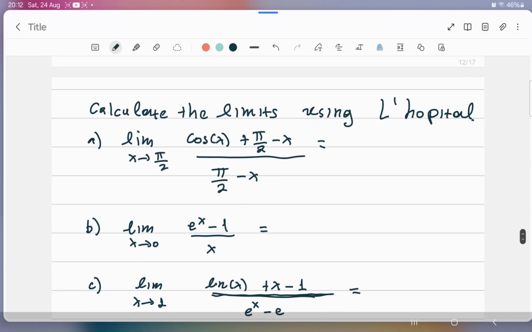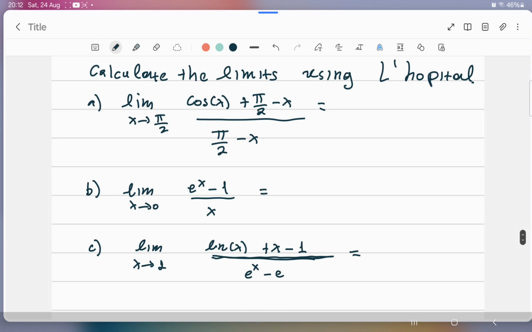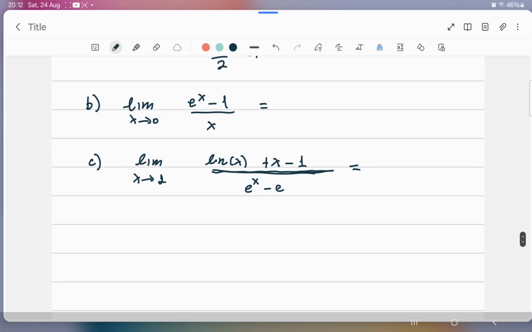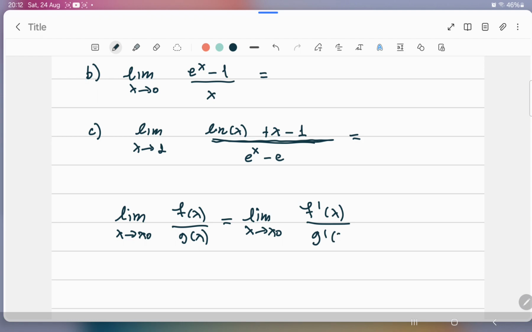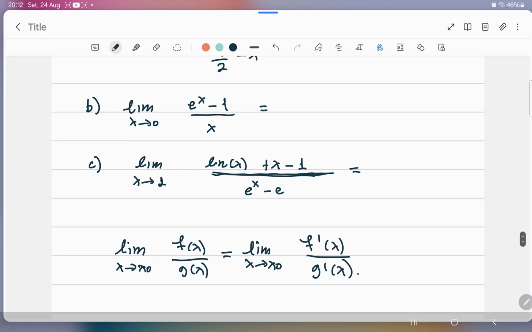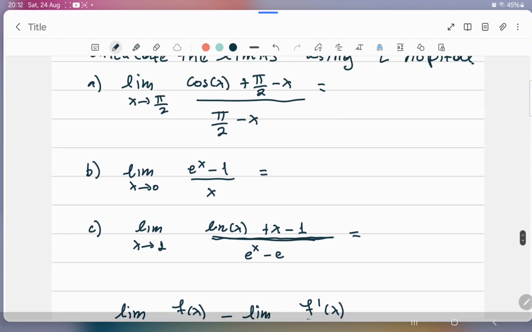Here we need to calculate the following limit using L'Hopital theorem, which says the following. If I want to compute the limit as x approaches x naught of f of x over g of x, then if I have an indeterminate form, I can calculate the limit as x going to x naught of the derivative of the function f divided by the derivative of the function g. So let's go to the first one.